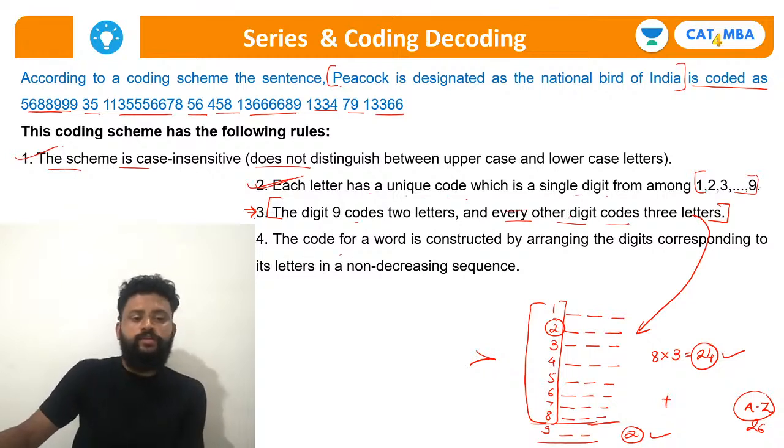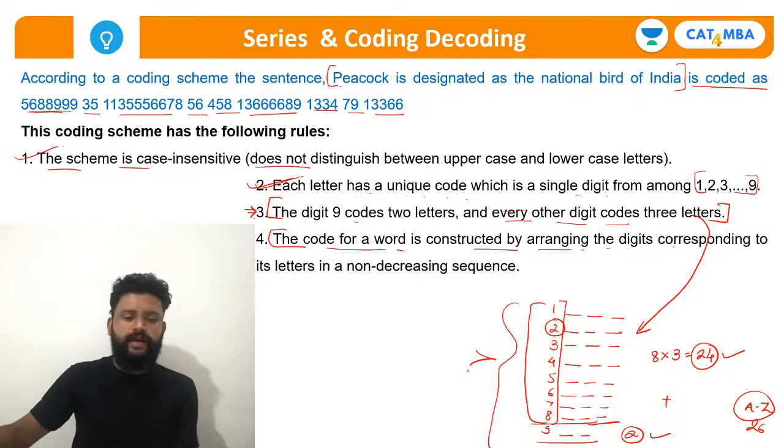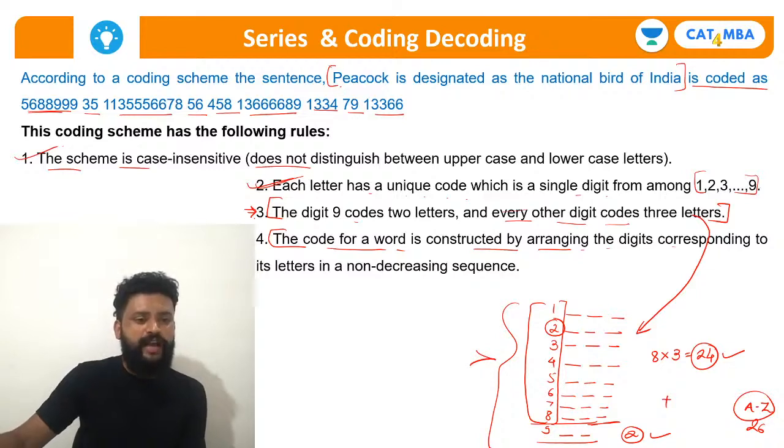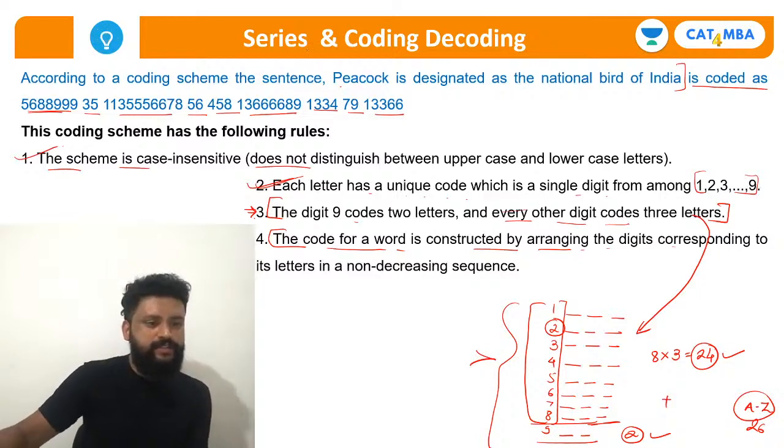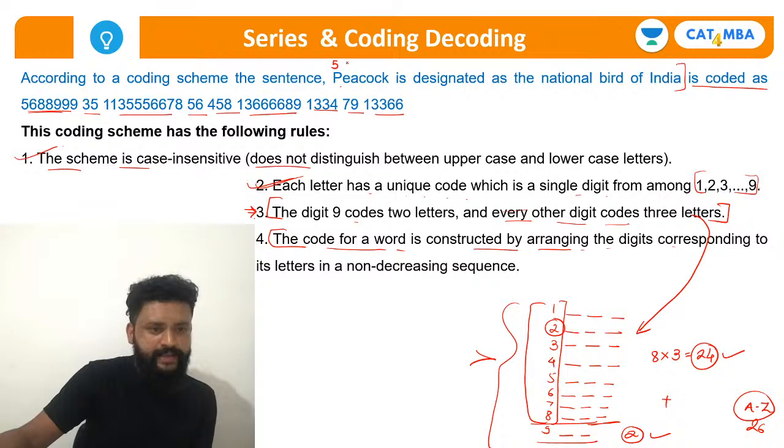Then the code for the word, now this one is again important. The code for word is constructed by arranging the digits. Now if you understood this, somebody will just think, Nicole, it's not like that. Look at this. It's not like this. 5 6 8 8 9 9 9.